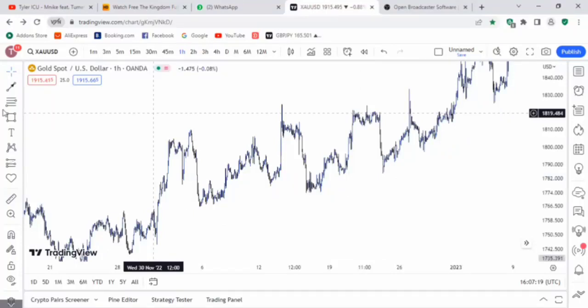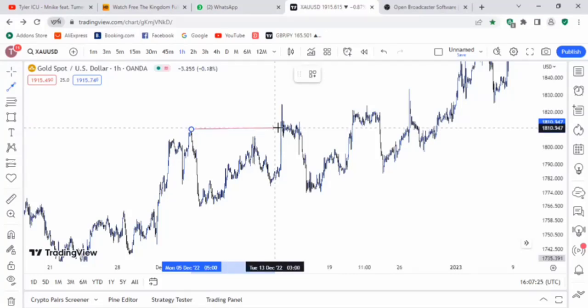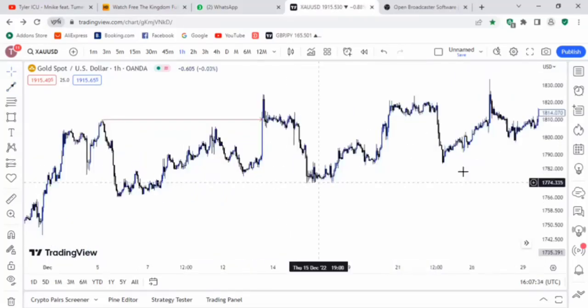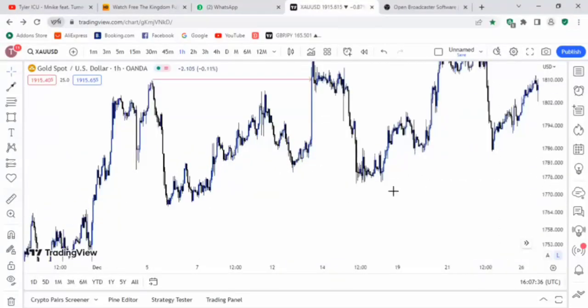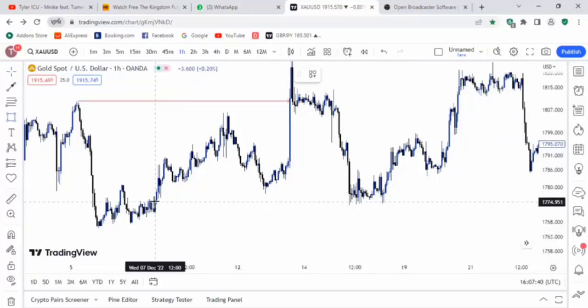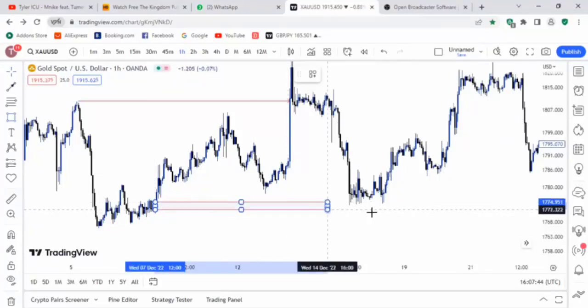On the current structure here, I can see that we are having this. This is a break of market structure. Clear break of market structure. After break of market structure, the second thing is to look for our order blocks. This is going to be our order block. Our order block is here, the last bearish candlestick.